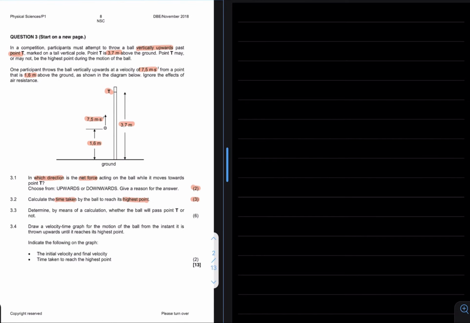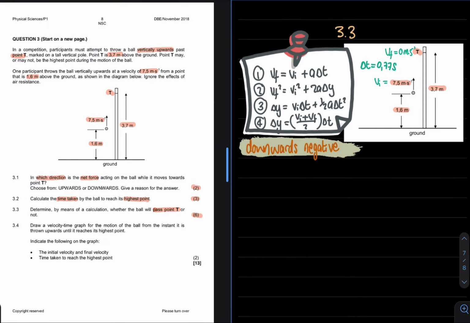Question 3.3 says, determine by means of a calculation whether the ball will pass point T or not for a total of 6 marks. In this problem, we are asked to determine the height that the ball will reach from its initial position to its final position where the velocity is equal to 0. To solve this problem, we can either make use of equation 2 or equation 3, seeing as we have all the variables and we are looking for the change in position.